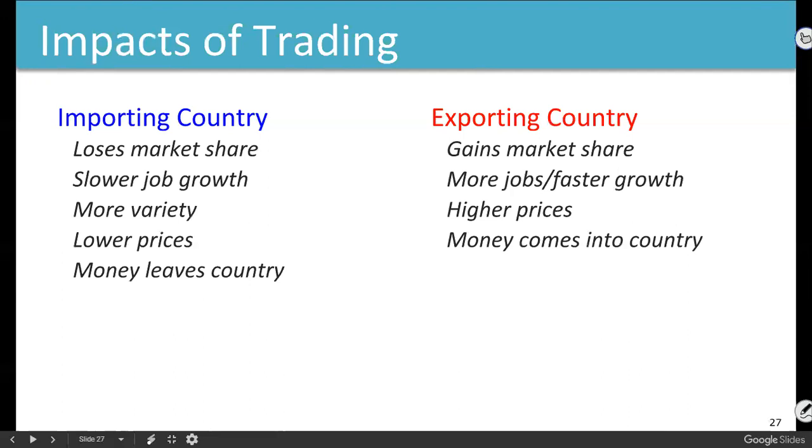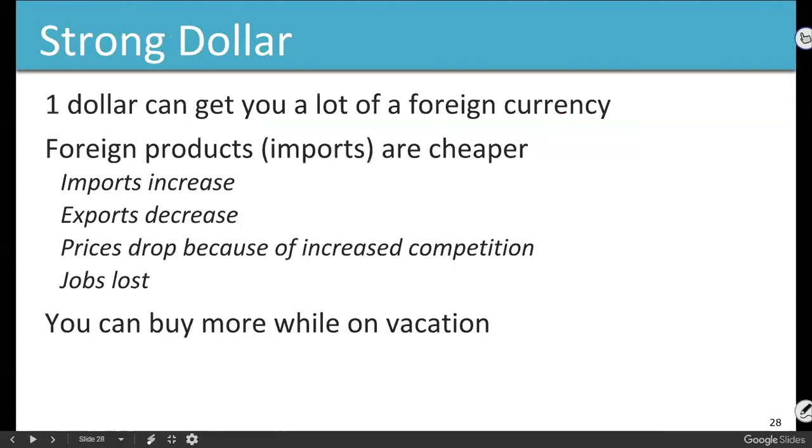If we are an exporting country, then we're going to be gaining market share. We're going to be gaining jobs and getting faster job growth. But people in our own country are going to end up paying higher prices. But money comes into the country. Hopefully, they'll be okay with higher prices because they got jobs.